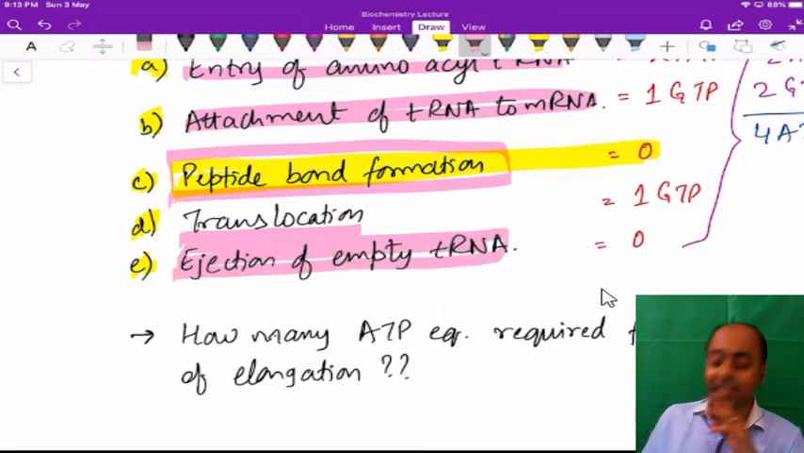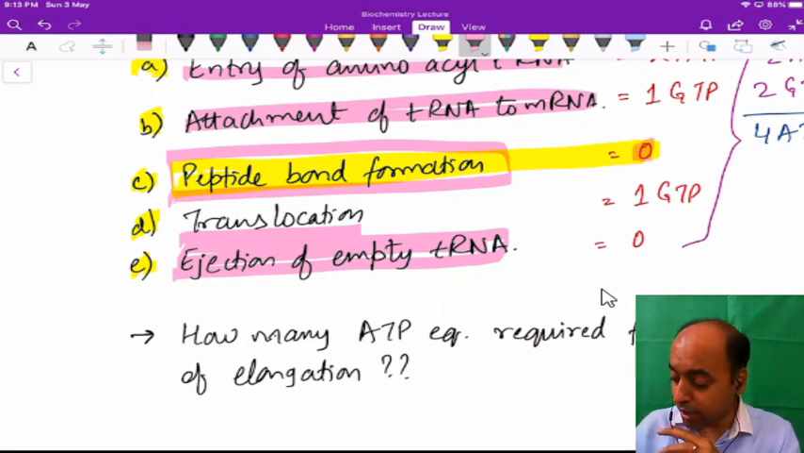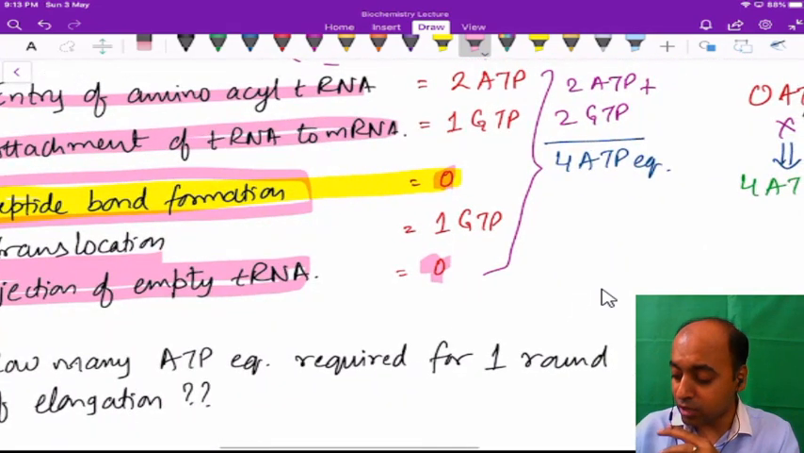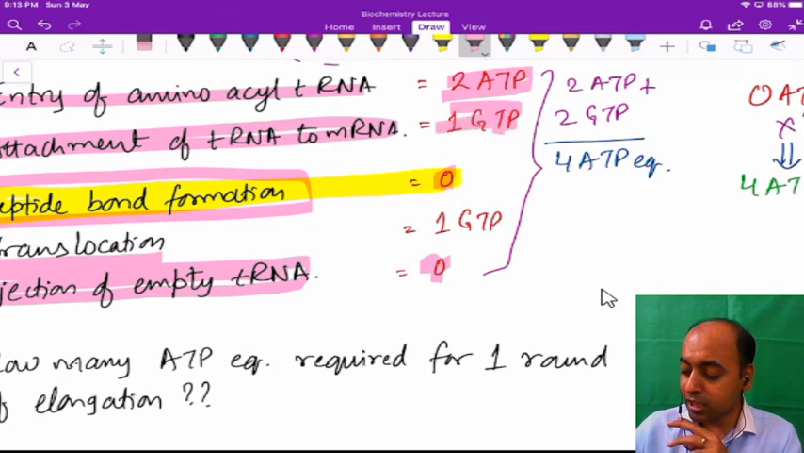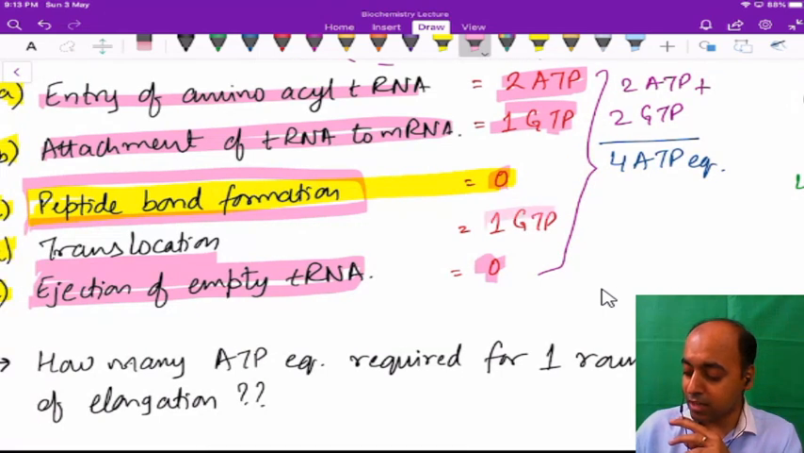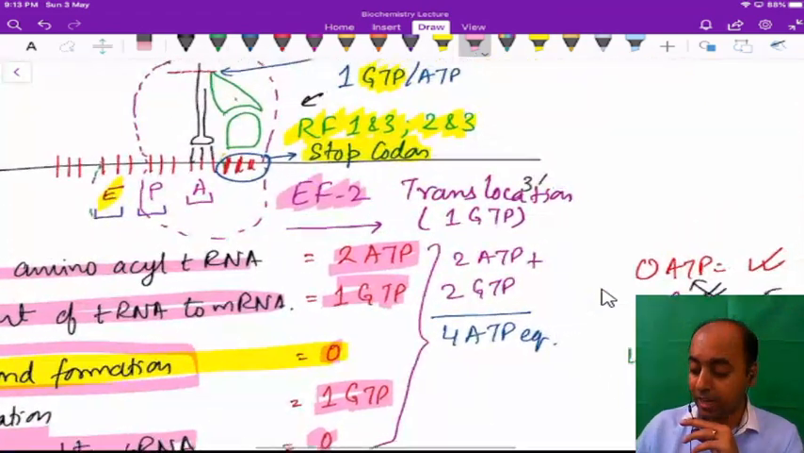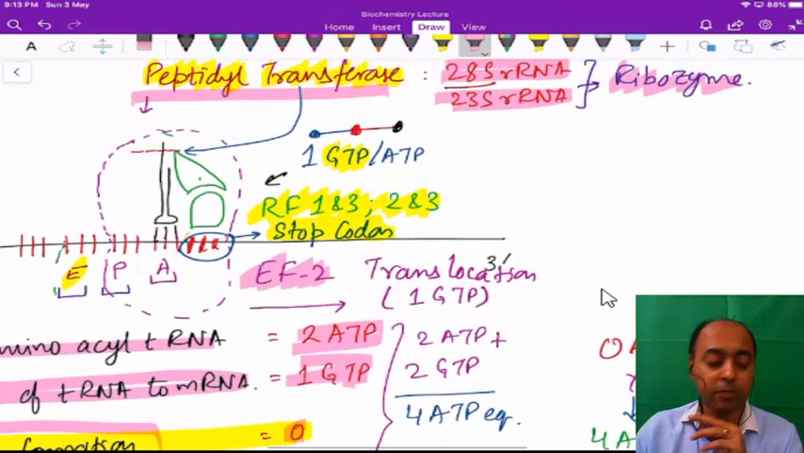Peptide bond formation and ejection of empty tRNA do not require ATP. For all other steps, there is a specific energy component. The amino acid tRNA represents 2 ATP consumption. The attachment of tRNA to messenger RNA is 1 GTP consumption, and translocation also requires 1 GTP. So every round of elongation requires 2 ATP plus 2 GTP, or 4 ATP equivalents. And in this way, the peptide chain keeps becoming longer and longer.